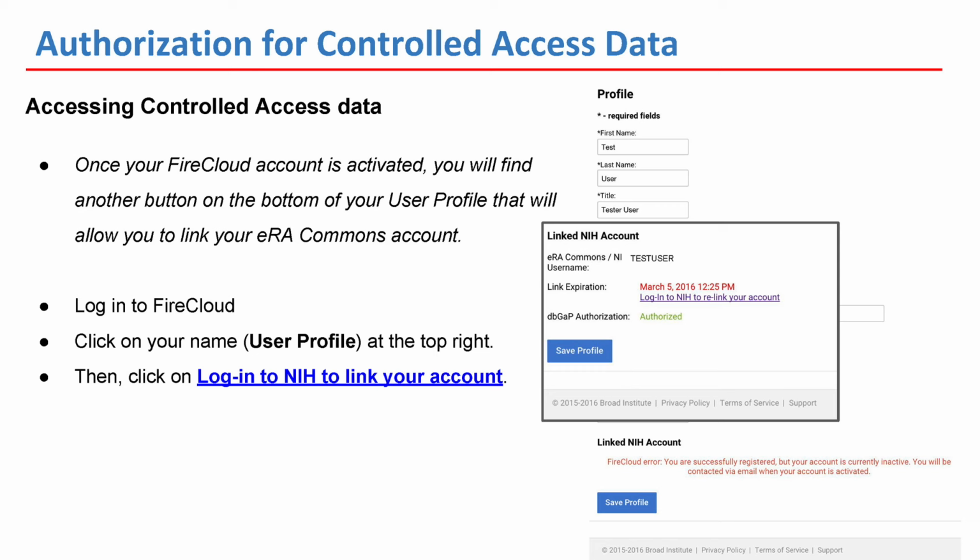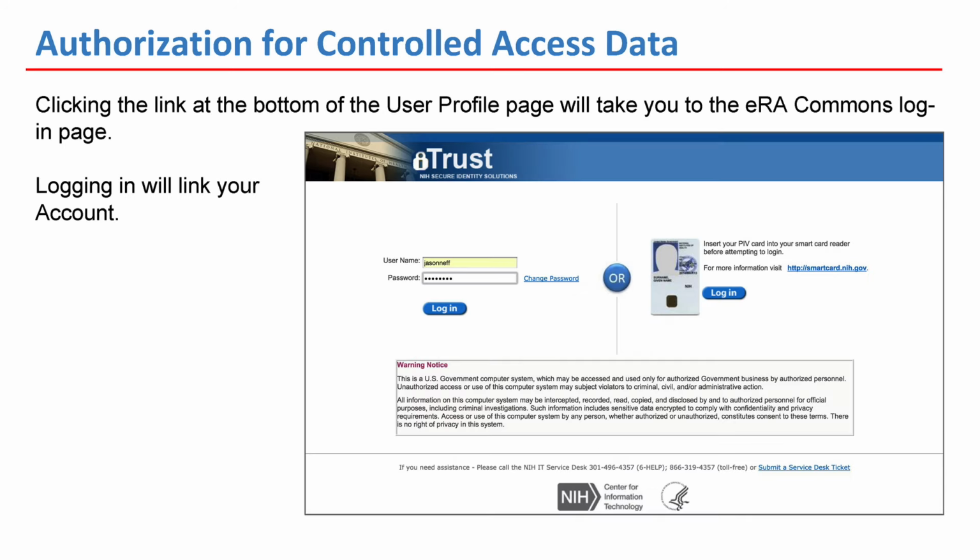Okay, so you'd need to log into FireCloud, click on your user profile, and then click on your login to NIH. If any of you have your ERA Commons, you could actually do this now. Log in, see if you can get in. This takes you directly to the ERA Commons front page. Once you put in your username and password, it will take you directly back into FireCloud. And if it hits approval there, it'll take you directly back.